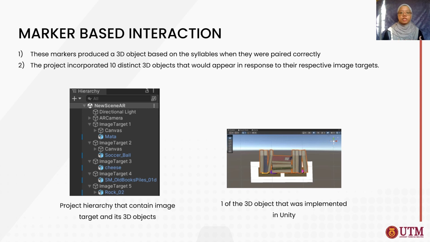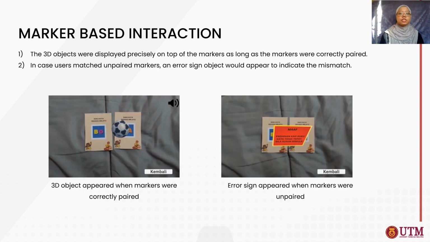The project incorporated 10 distinct 3D objects that will appear in response to their respective image target. So the 3D object will display precisely on top of the marker as long as the marker were correctly packed. In case the user matches an unpacked marker, an error sign object will appear to indicate the mismatch.